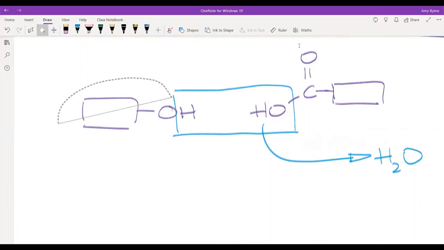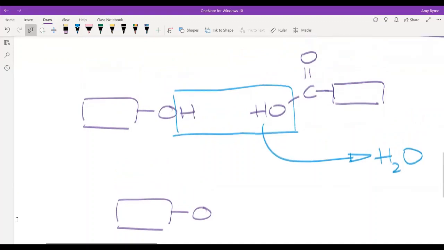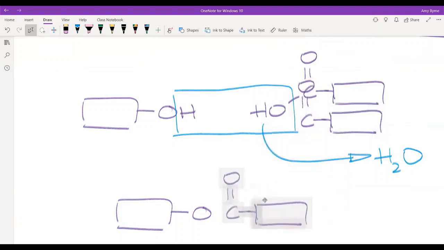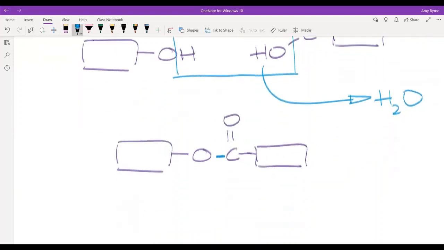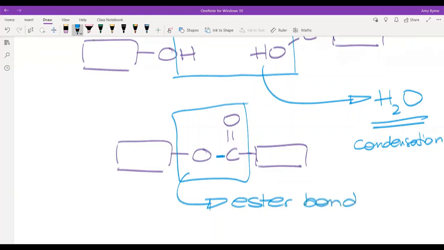and what ends up being produced is a part of my chain from my alcohol, and, sorry, my selectors don't seem to be working properly at the moment. Okay, now my pen decides to work, of course. So I end up making this thing with this COO in the middle and water. Because of the production of water, this is a condensation. And this bond here is called an ester bond or an ester linkage.